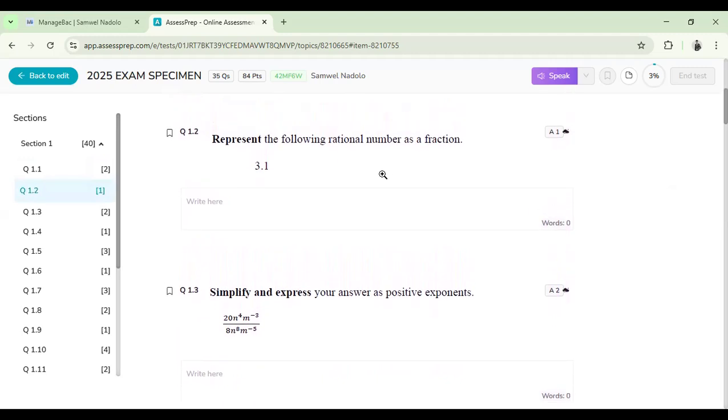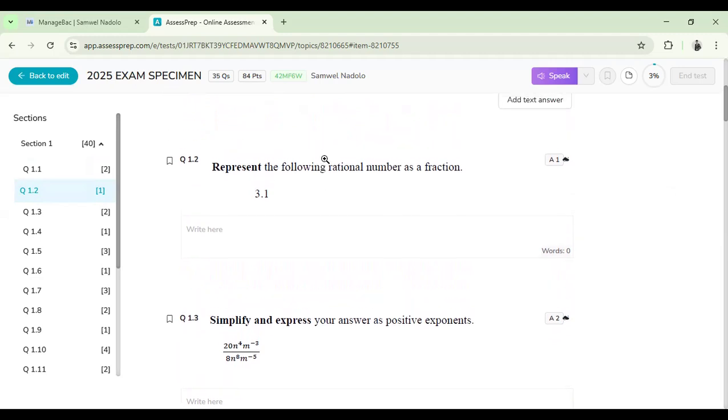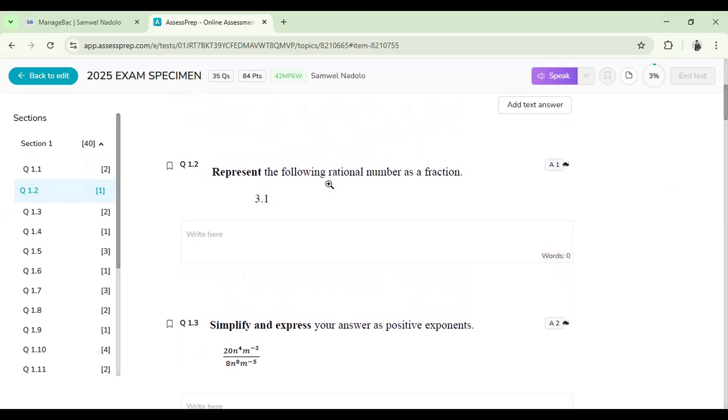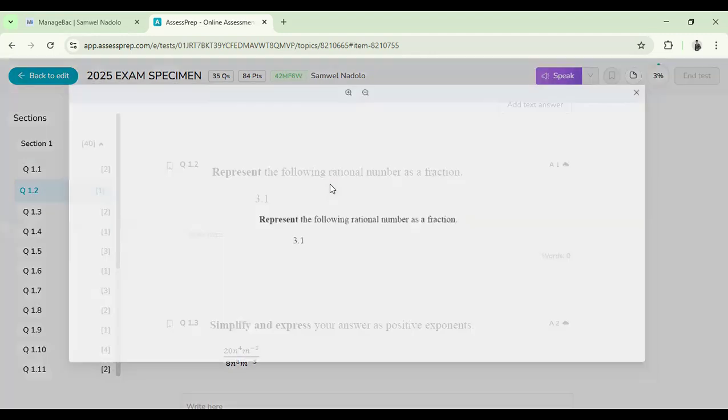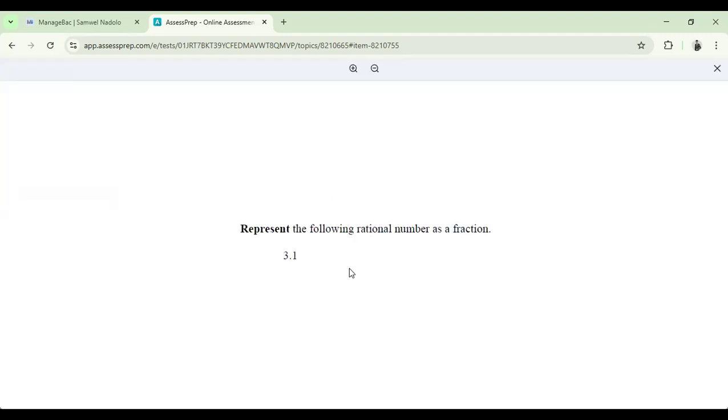Represent the following rational number as a fraction. Now, if the question is not so visible, you see the cursor is in the form of a zoom. So you can just click the cursor and it will zoom in on the whole question, and you'll be able to see what the question says clearly.